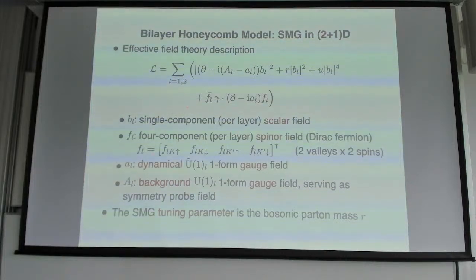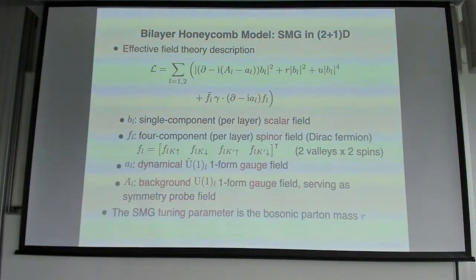And then the boson and fermion are coupled together by the dynamical gauge field, a_L. And this little a is the dynamical U1 gauge field. It's a one-form gauge field, and it's dynamical, it fluctuates. And it's independent. You have 2 sets of this gauge field, one for each layer. The 2 layers basically don't talk to each other. They're independent.